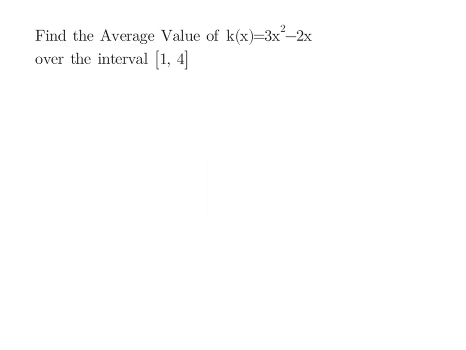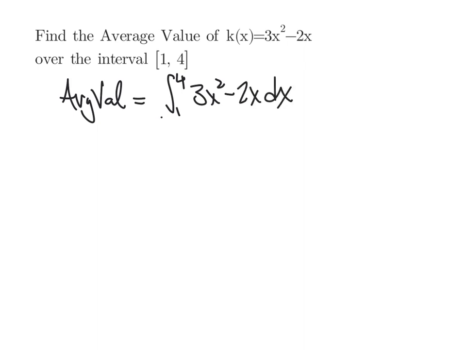So if we want to find the average value of k of x equals 3x squared minus 2x over the interval from 1 to 4, that would mean that to find the average value, we're going to take the integral from 1 to 4 of the function divided by the width of the interval, 4 minus 1. And so that's going to be 3. I'll just keep that out here as 1/3.